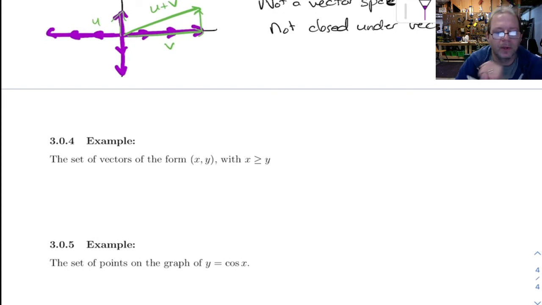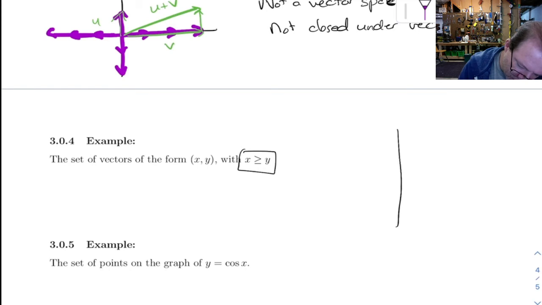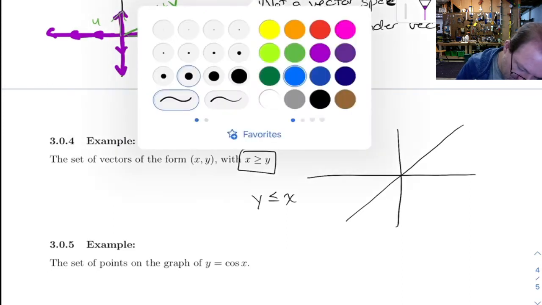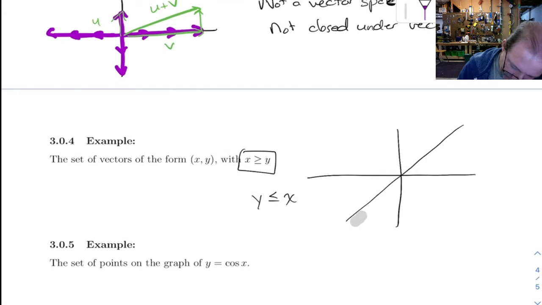All right, what about this next one? The set of vectors of the form x, y where x is greater than or equal to y. Okay, so the first thing I need to do is just plot this inequality. Let's see, I'm going to turn it around: y is less than or equal to x. So that means I can plot y equals x here. And if y is less than or equal to x, that's going to be stuff that's below there. So that's going to be all of this part of the plane down here.